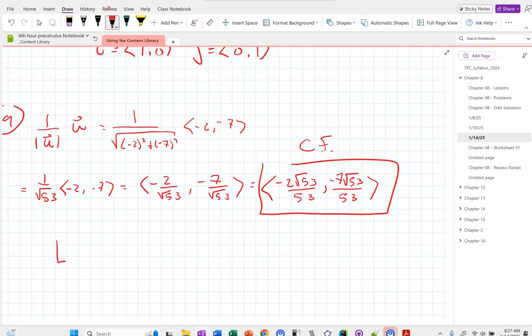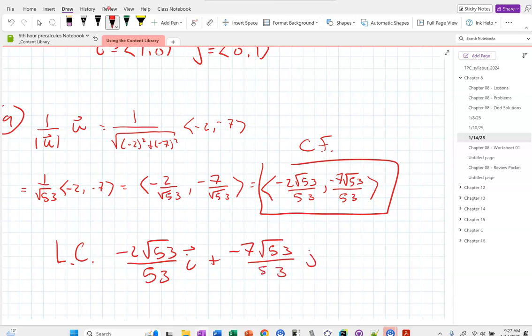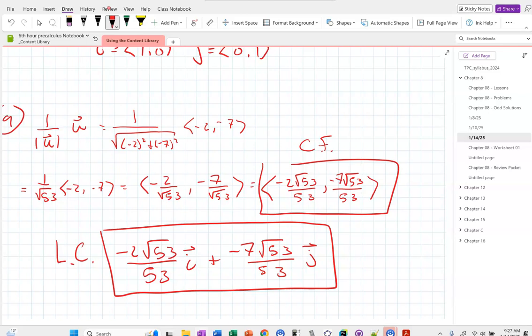And then to get the linear combination form, all we do is take the x component, we put the vector i attached to it, and then we take the y component and attach the vector j to it. That's the linear combination form. The first one is the component form.